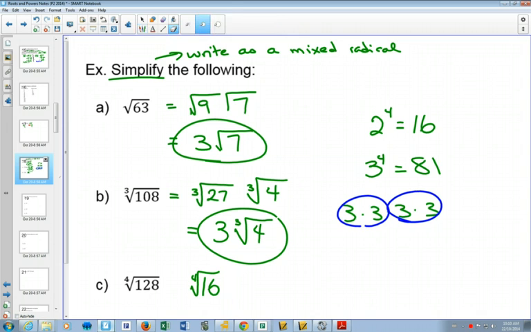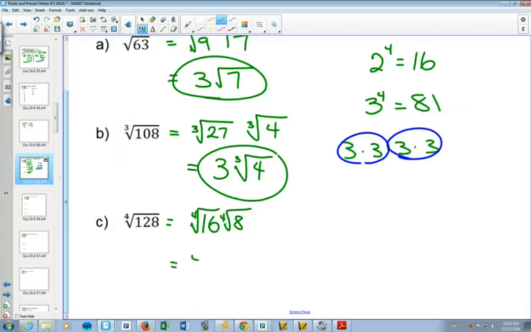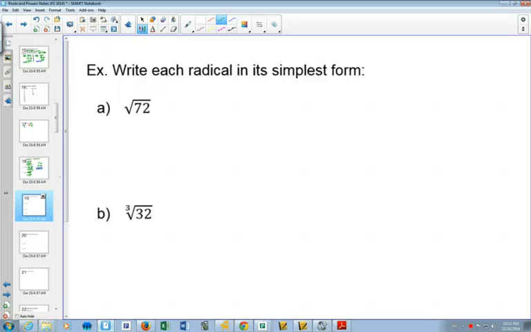So this is equal to the 4th root of 16 times the 4th root of 8. The 4th root of 16 is 2 times the 4th root of 8. So here's a couple for you to try.